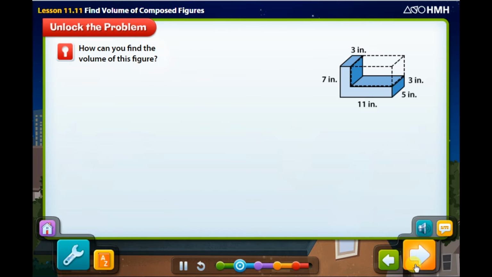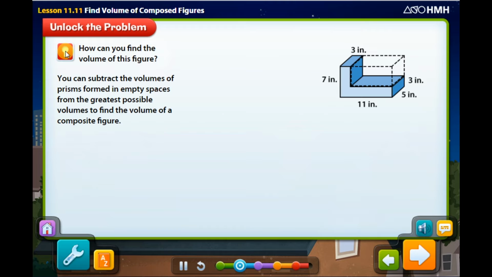Let's see another way to solve the problem. How can you find the volume of this figure? Let's unlock this problem. Okay, it's the same figure, however we will solve now by subtracting. We will subtract from the whole rectangular prism the empty space of an imaginary rectangular prism, to find the shaded part, or shaded composite shape. So let's unlock and see how we can do that.